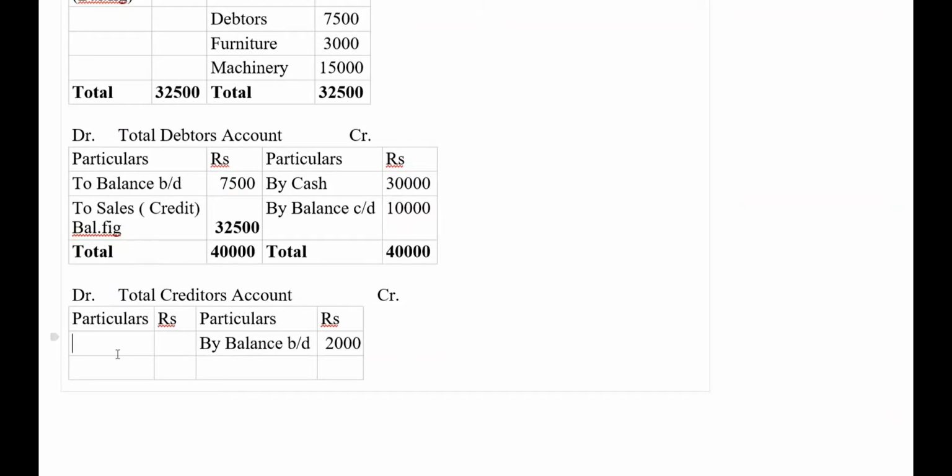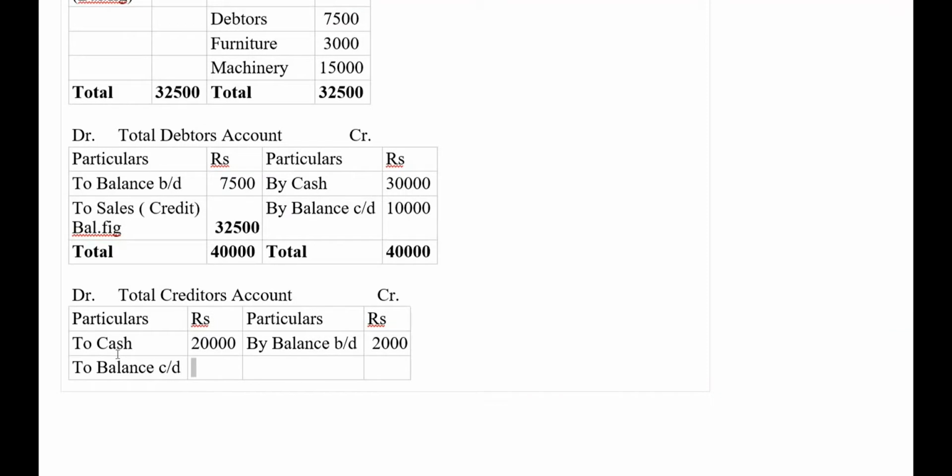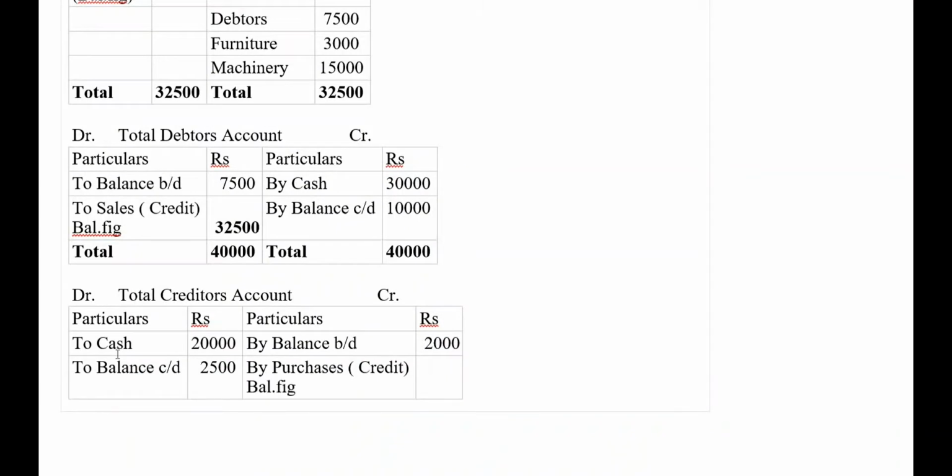So let me write here, to cash 20,000. Then to balance carry down, because there are no other transactions here, so the closing balance of the creditors is given as 2,500. So by purchases, in the bracket let's write here credit balancing figure. So first let's take the total here.